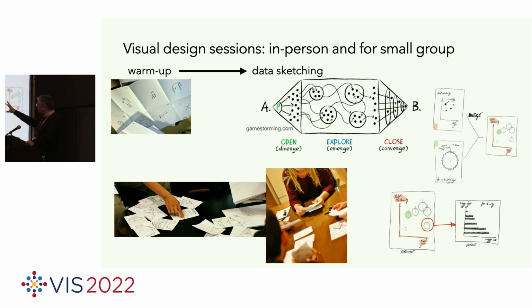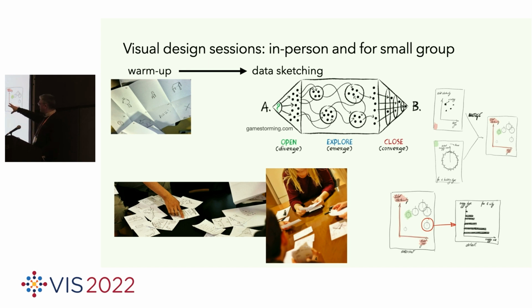Well, after the initial warm-up phase, we go into actual data sketching. In that actual data sketching, we have a prepared data set, in this case on COVID, obviously. And then we use the diverge, emerge, converge framework to actually frame that whole exercise for those 2 sessions. That's quite a good approach to doing this. We found it comes from the Gamestorming book, so definitely I can recommend that.